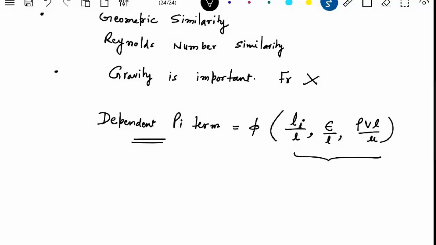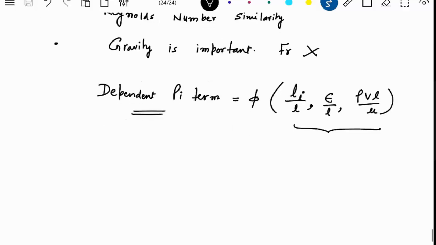Now what is the dependent variable? In the previous case, in closed conduits, the dependent variable was the pressure gradient, delta P over L. We were interested in how much the pressure changes. In this case, what do you think? What will be the dependent pi term, or what is the output variable we are looking for? What is the important thing that we are looking for? Anyone? Drag force. So in this case, the dependent variable will be the drag force.